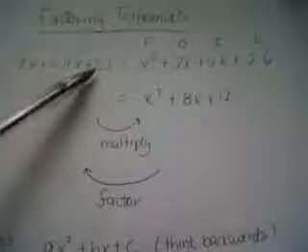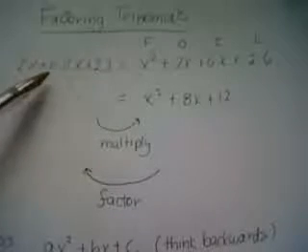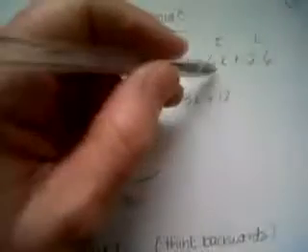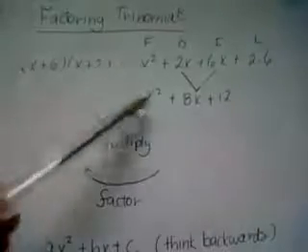And then 2 times x gave us our outer, that's 2x. And inner was 6 times x, that gave us 6x. And then last was 6 times 2, and that gave us 2 times 6. And then what we did is we combined our outer and inner together to give us that 8x. And we multiplied these things. So that's x squared plus 8x plus 12, and that gave us our trinomial.